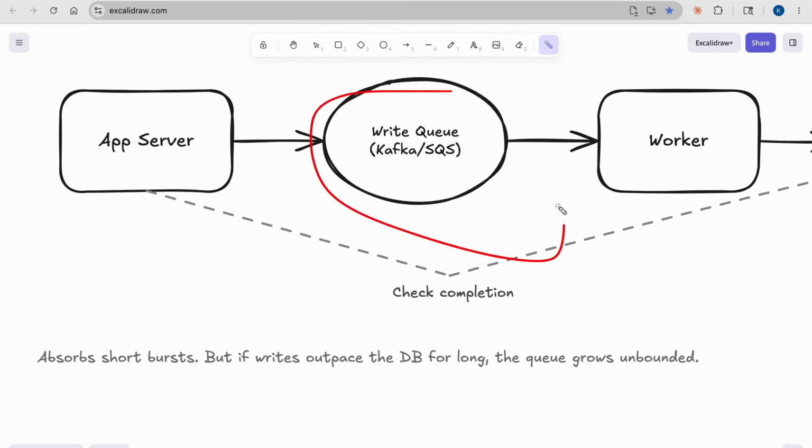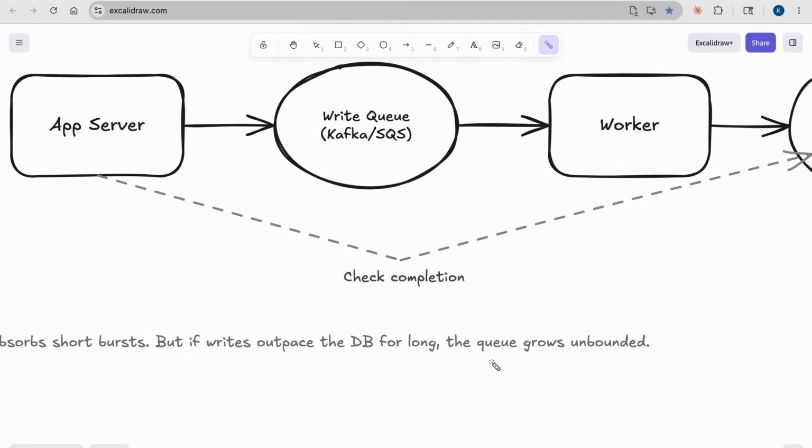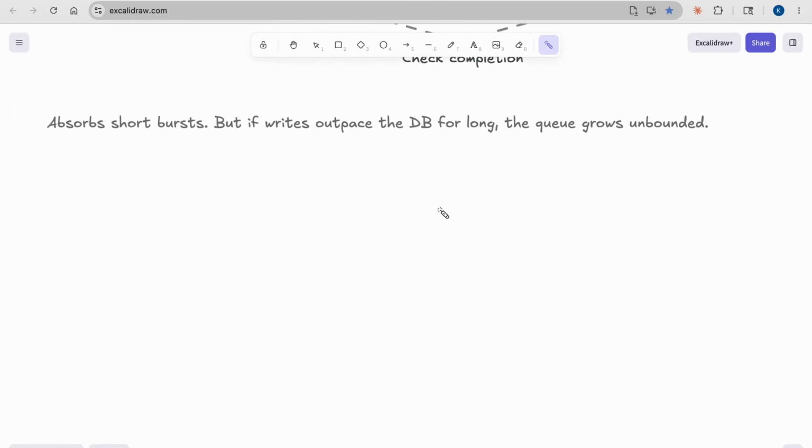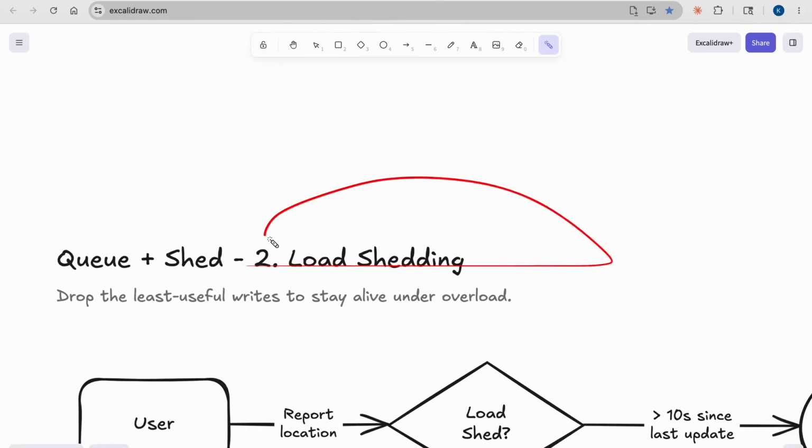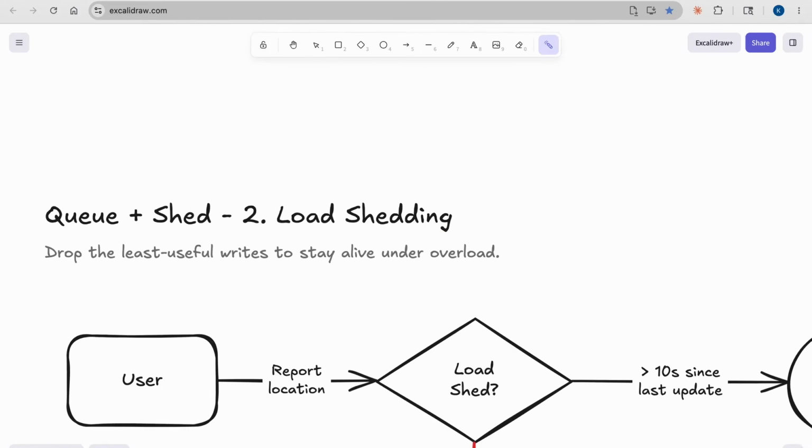This is mostly used to absorb short bursts. But even then, queues can become unbounded, meaning if writes outpace the DB for a very long time, a lot of things will be piling up in the queue. That is where we use the load shedding approach, which is also one of the strategies here.